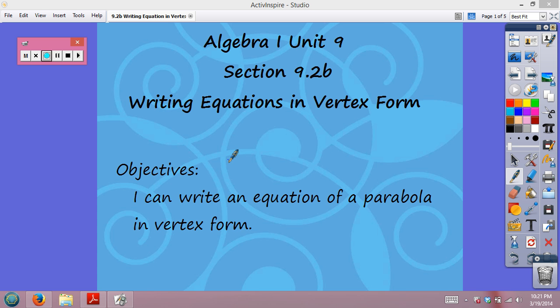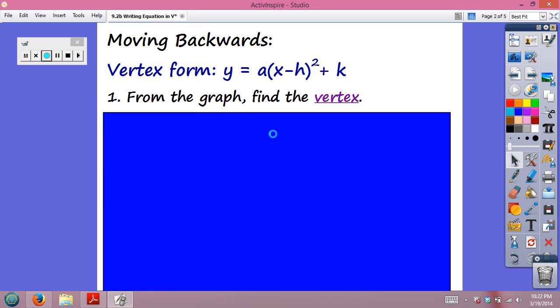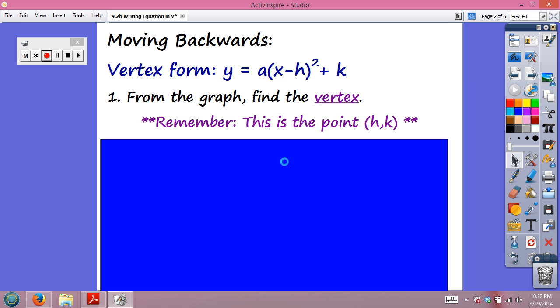In this lesson, we are going to be writing an equation of a parabola in vertex form. So remember from the previous video that our vertex form equation is y equals a times the quantity x minus h squared plus k. So when we're going to be writing the equation, we're going to be moving backwards from graphing. So, given a graph of a parabola, the first thing we're going to do is find the vertex, find the coordinate points of the vertex.